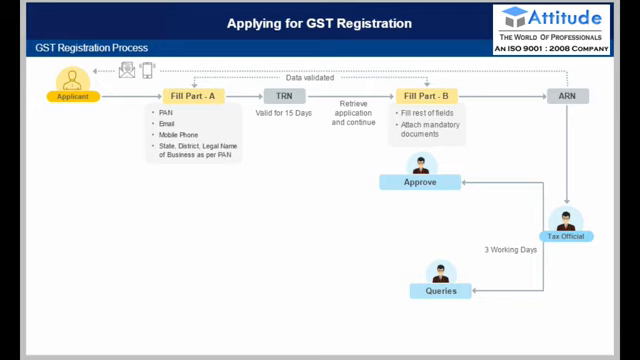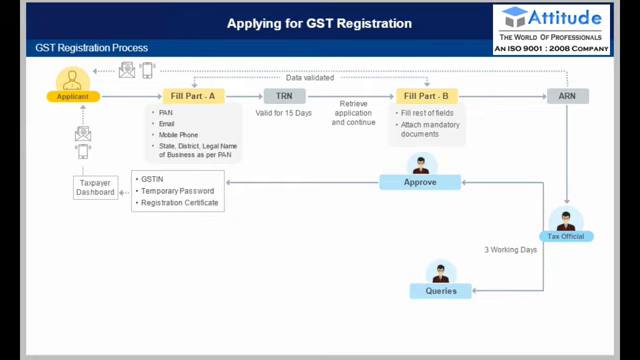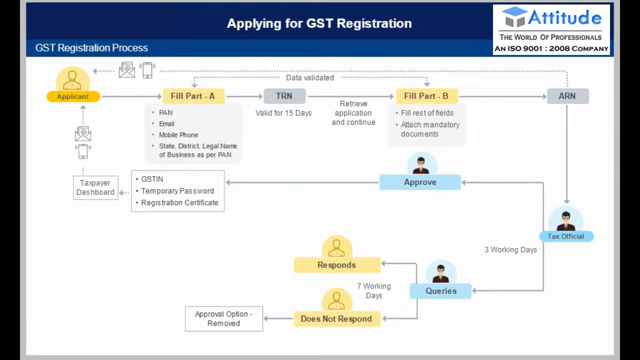If the tax official approves, the GST portal will issue a Goods and Services Tax Identification Number GSTIN and a password which will be sent to the applicant. The registration certificate will also be issued and made available on the taxpayer's dashboard. However, if the tax official chooses to seek clarification on certain points, the applicant must respond to those queries within 7 working days. Otherwise, the option to approve the application will be removed by the system, and the tax official will only have the option to reject the application.